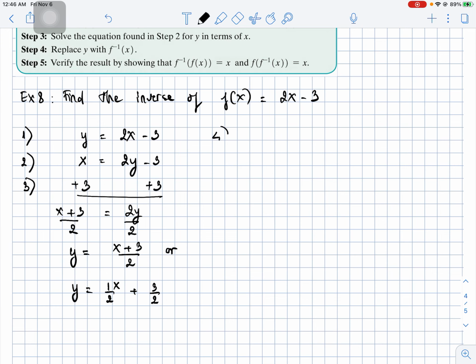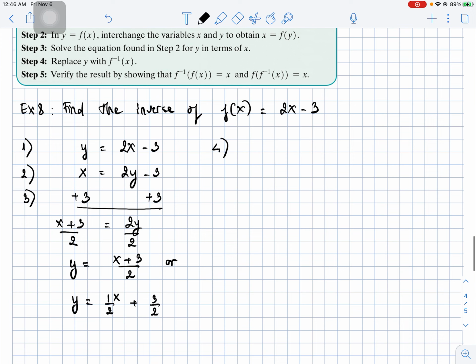Then step number 4, we need to write in the function notation, and that is our answer. In function notation, this is f inverse of x equal 1/2 x plus 3 over 2. That's it. That is the answer in step number 4. We want to check our result by showing that the f inverse of f of x equal to x and the f of f inverse of x equal to x. We have to do both.